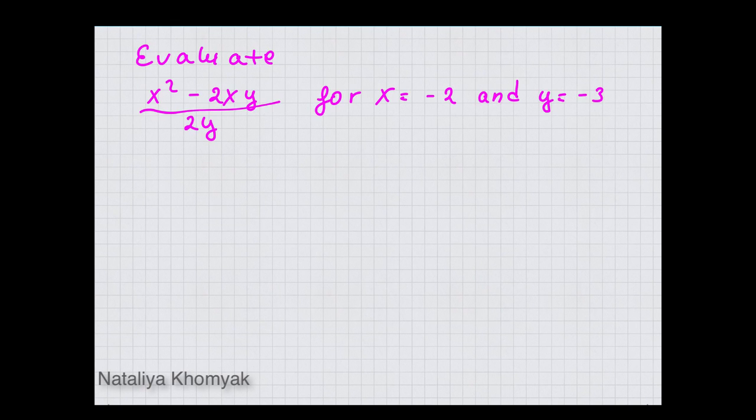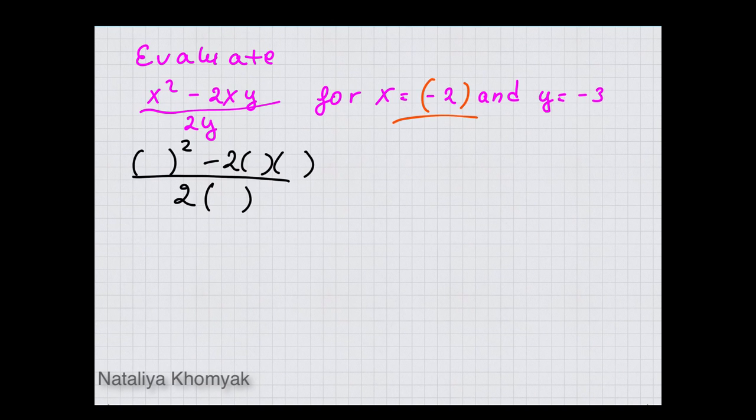Evaluate x to the second minus 2xy over 2y. So first thing, I'm going to copy this expression with parentheses instead of the variables. They give us that x is negative 2. Where x used to be, I'm going to write down negative 2. Also, we are given that y is negative 3. So every time you see y, we're going to write down negative 3 instead of it. And now we just need to simplify.